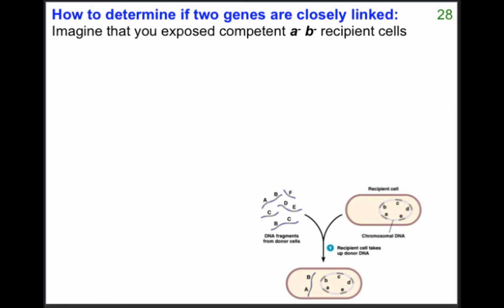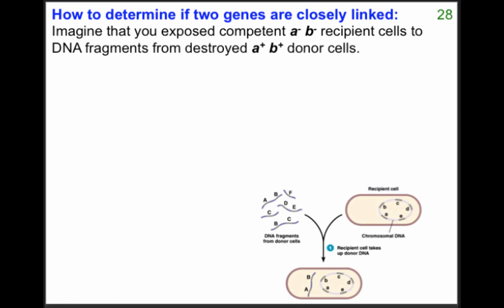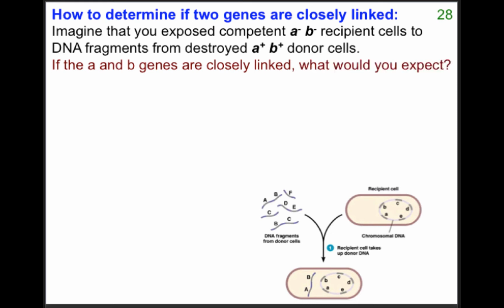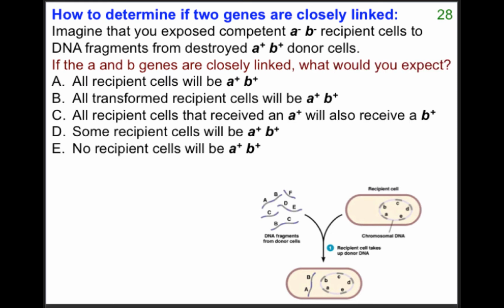So let's imagine that you exposed some competent recipient cells that have null mutations for both the A and the B genes. And you expose them to DNA fragments from a destroyed donor cell, or from many destroyed donor cells that have the wild type A and B, or the working A and B genes, or A and B alleles. So if the A and B genes are closely linked, what would you expect to happen? So here are your options. So as usual, please do pause the video now and commit to an answer before you start the video again. Okay, so pause it now.